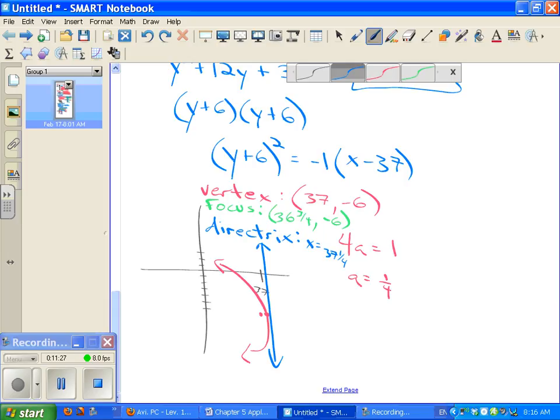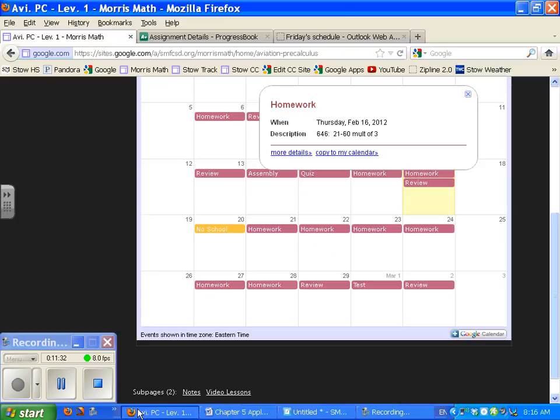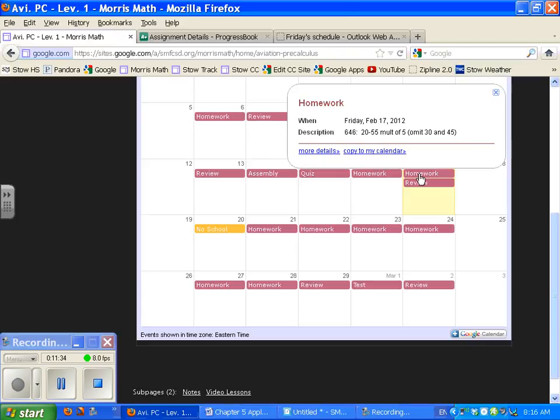A little bit better? All right, I want to practice with these a little bit more over the weekend. I didn't give you very many. 20 through 55 multiples of 5, but obviously you've already done 30 and 45, so you don't need to do those. So I think that ultimately this is maybe 5 problems, 4 problems. I don't know, it's not very many. 20, 25, 30, 35, 45, 50, 55. So it should be 8 minus 2, 6 problems. All right, see what you can do with those.